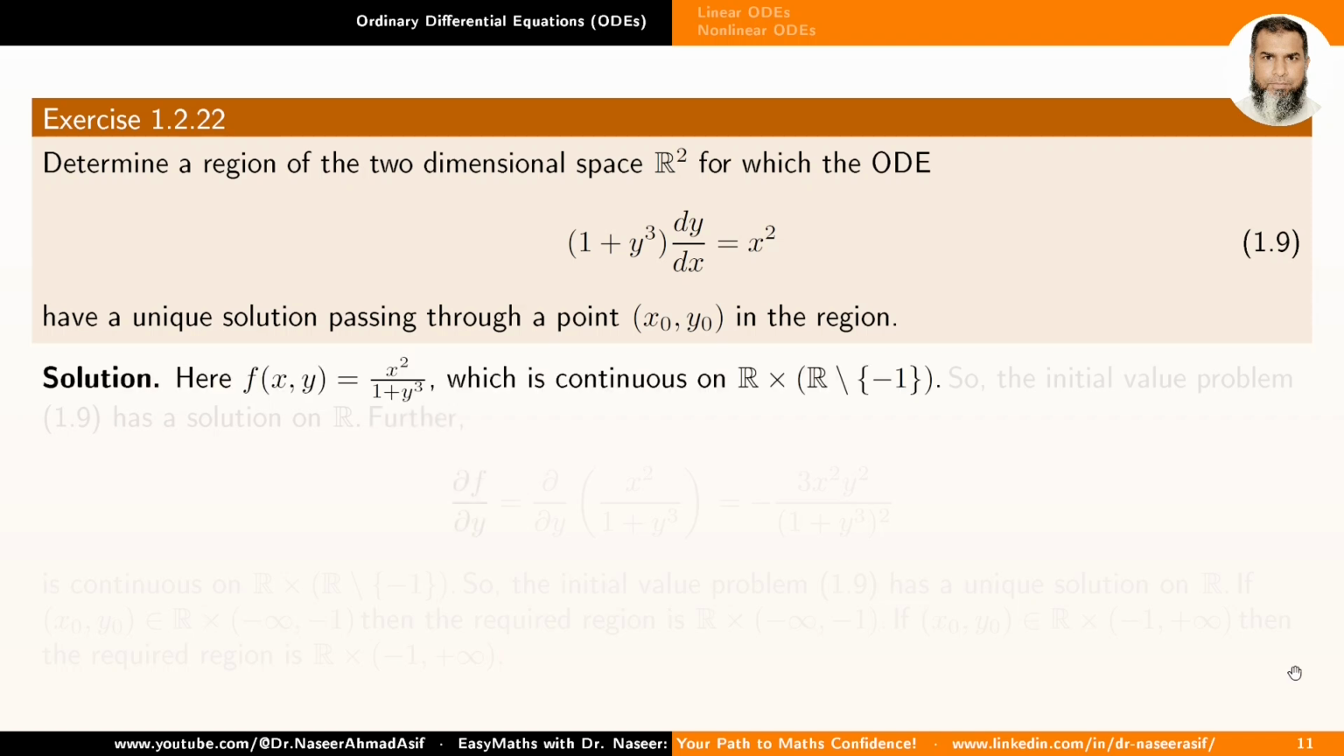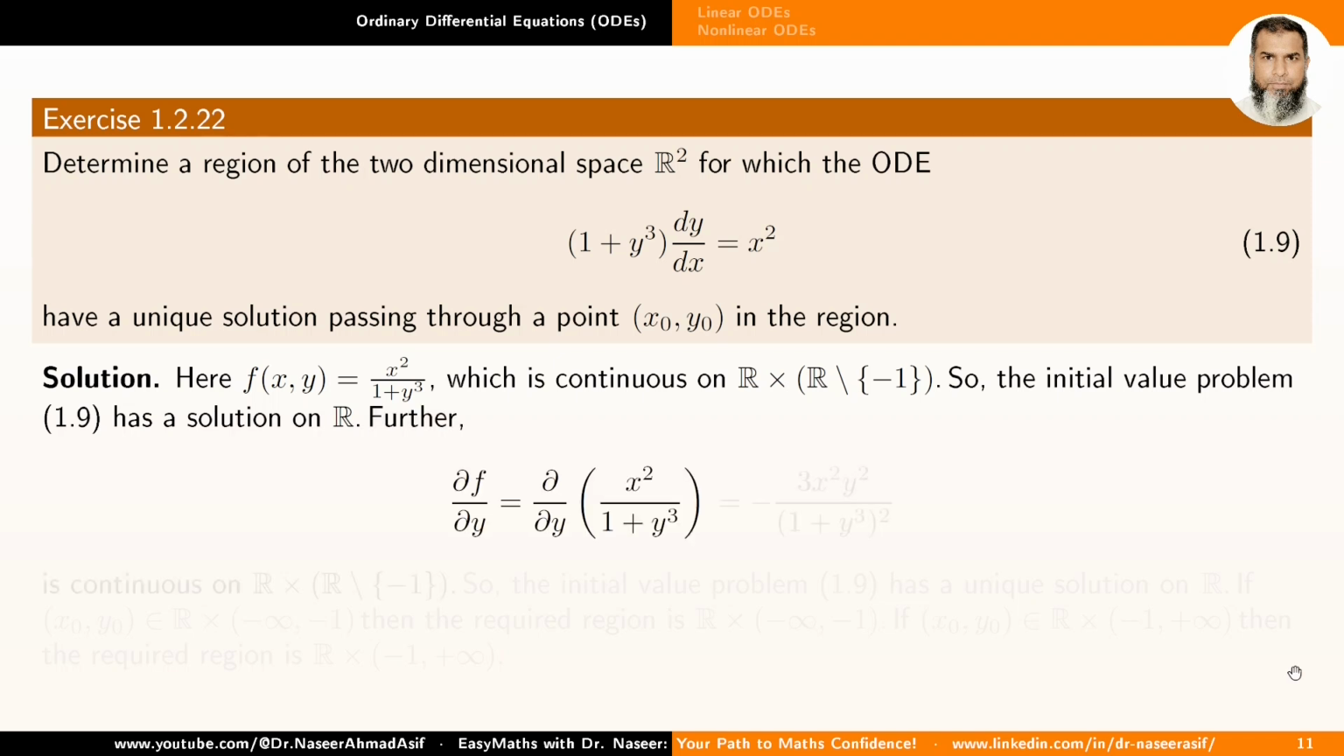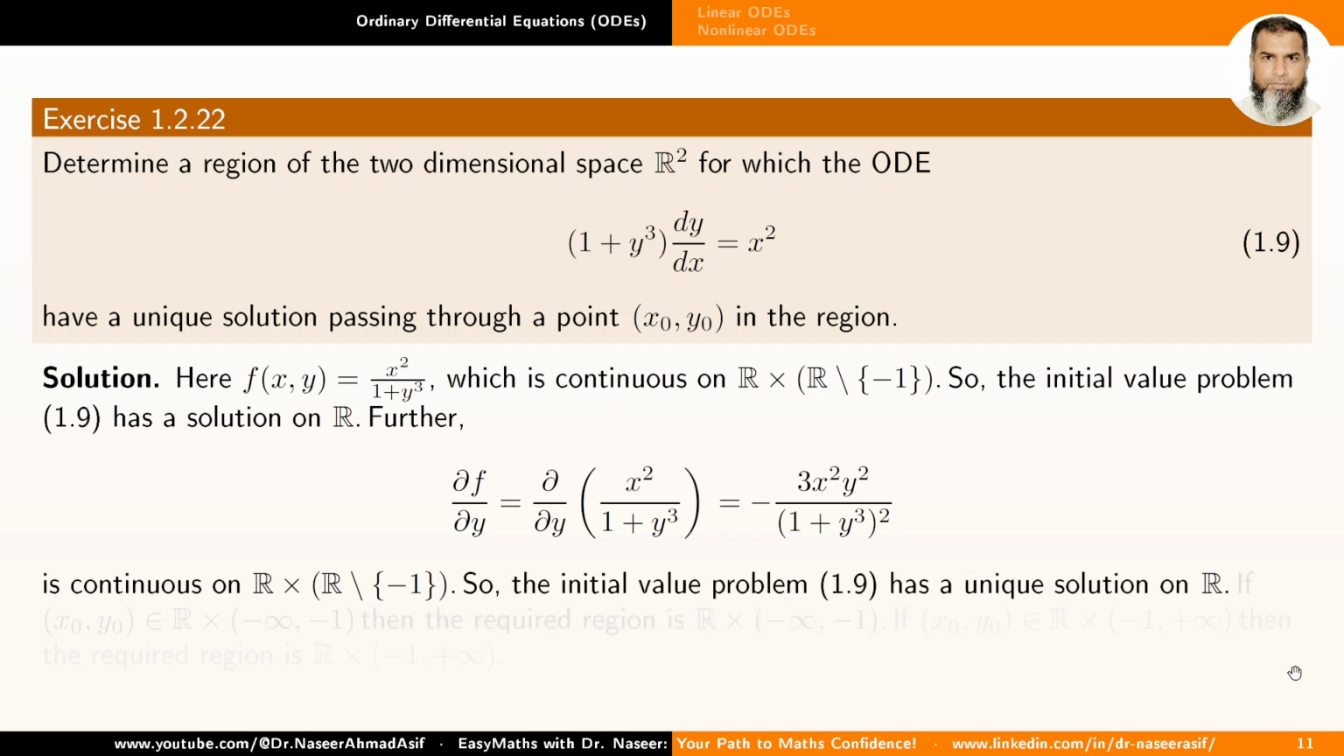Well, see solution here. f of x,y is equal to x square over 1 plus y cube, which is continuous on R cross R other than -1. So the initial value problem 1.9 has a solution on R. Further, partial f by partial y is equal to partial y of x square over 1 plus y cube, which is equal to minus 3x square y square over (1 plus y cube) square, is continuous on R cross R other than -1. So the initial value problem 1.9 has a unique solution on R.